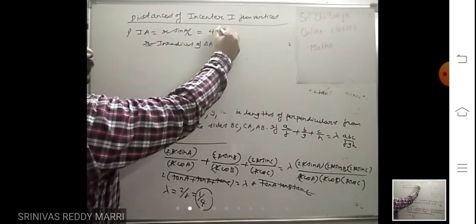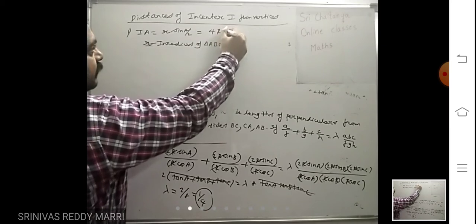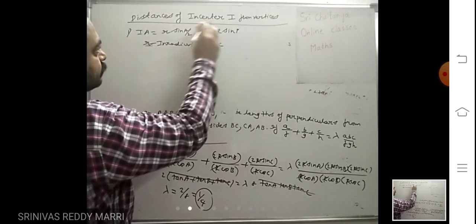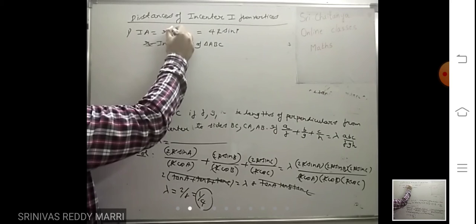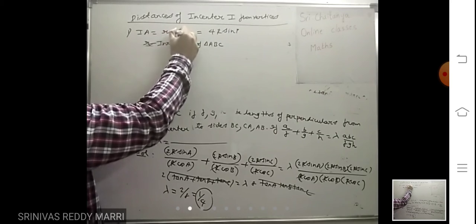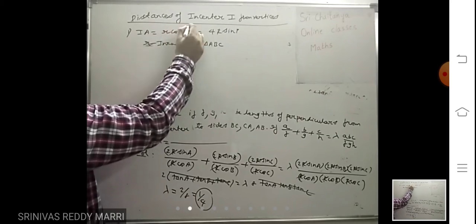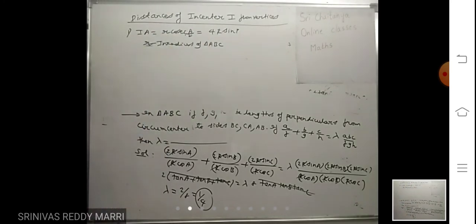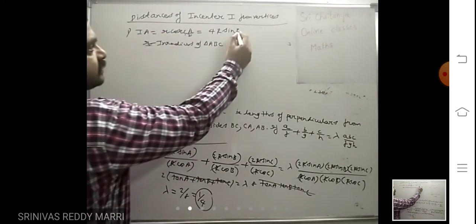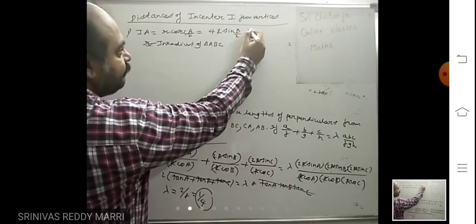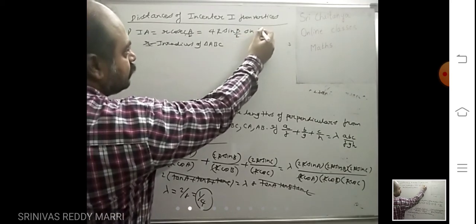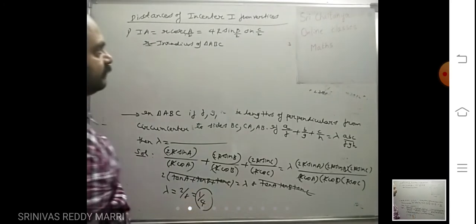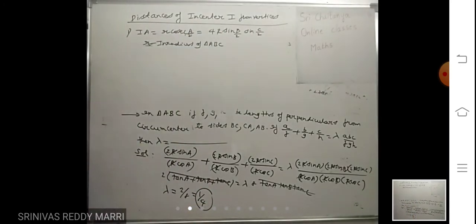And this can also be written as 4R. Wait. It is r cosecant A by 2, not sin A by 2. Small r cosecant A by 2. So that is also equal to 4R sin B by 2 sin C by 2. Either formula can be used. This is the distance from the incenter to the vertex A.